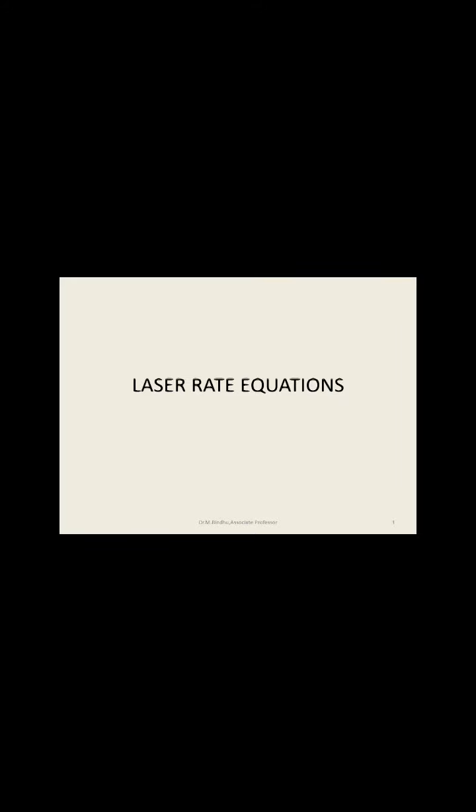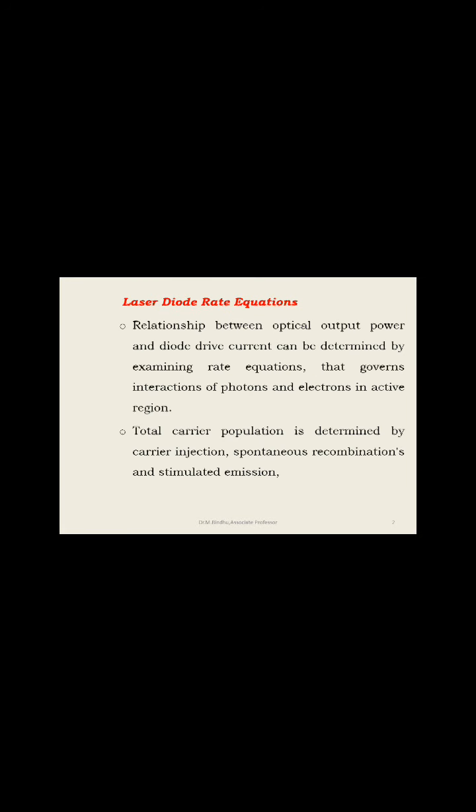As you already know how laser operation happens and what the different types of lasers are, now we'll look into how the lasing action occurs. It's a relationship between the output optical power and the diode drive current, which determines the laser diode rate equations. It is governed by the number of photons and electrons in the active region layer.